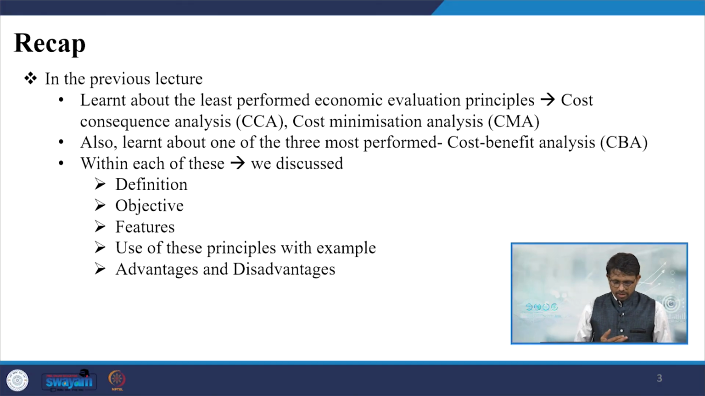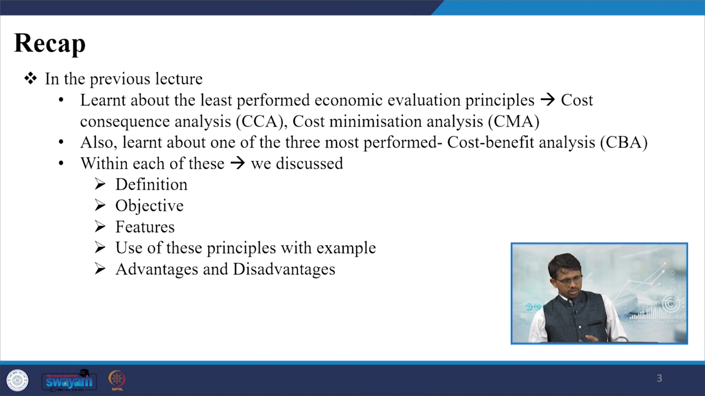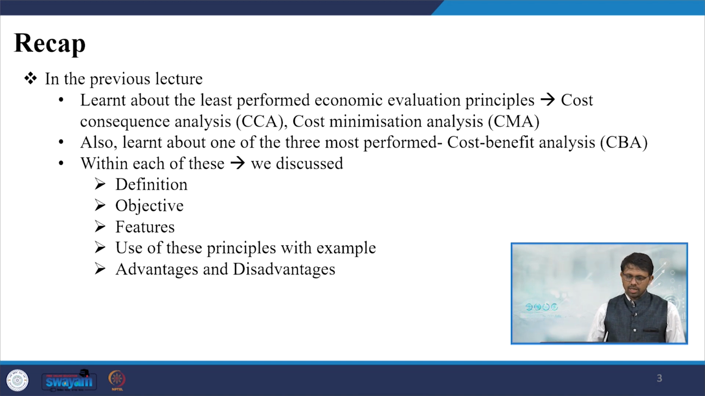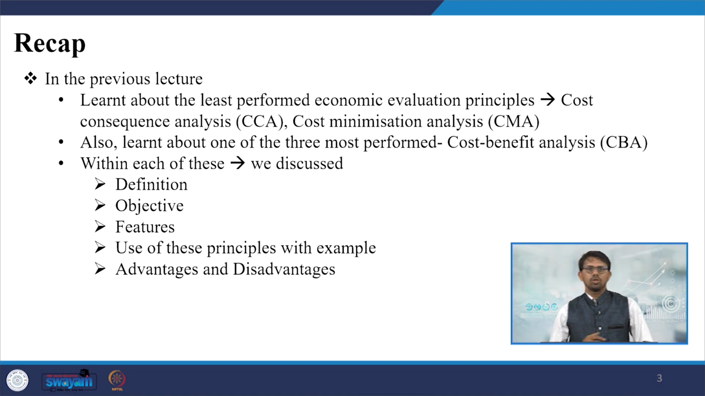Especially in the previous 2 lectures, we learned about the least performed economic evaluation principles. Those are CCA and CMA. CCA stands for cost consequence analysis, and CMA stands for cost minimization analysis. Also, we discussed the 3 most performed methods. Those are CBA, cost benefit analysis, and the other 2 being cost effectiveness analysis and cost utility analysis. We will be discussing that, but the most important one is CBA.